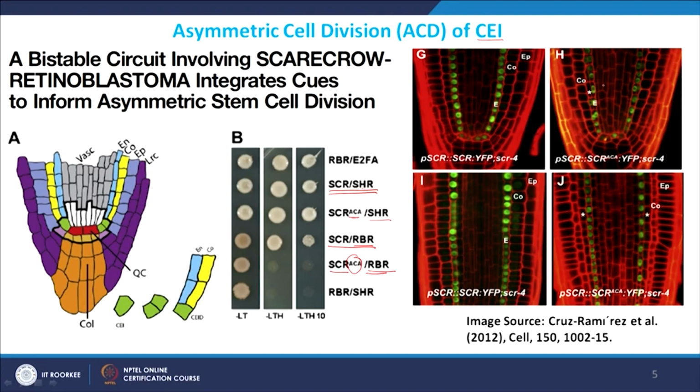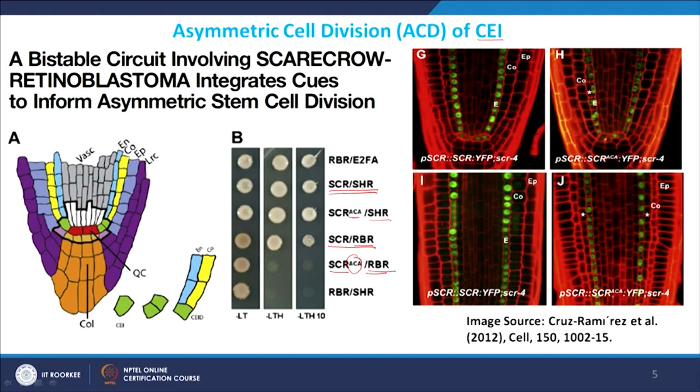One phenotype you can see here is an extra layer formation. Normally in wild type, from CEI only 2 layers are formed, and in these 2 layers the outer layer always remains as cortex and the inner layer differentiates into endodermis. In these interaction-disrupted mutants, this is more clear on the upper side. This is wild type, where you have only one cortex and only one endodermis.